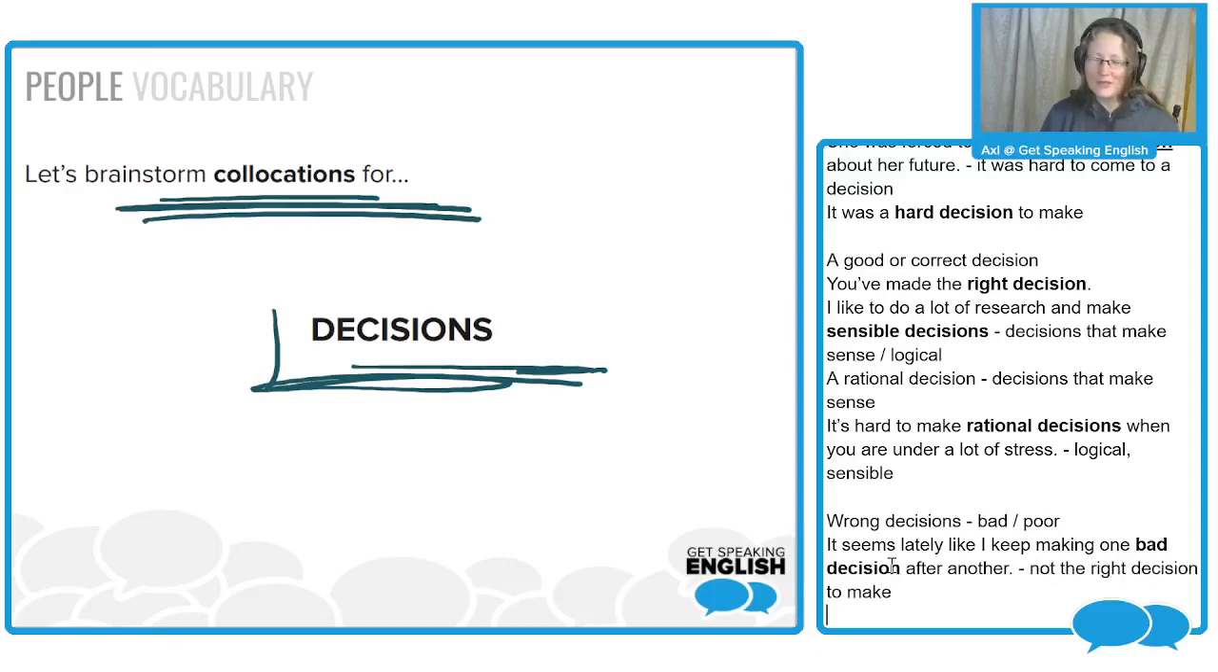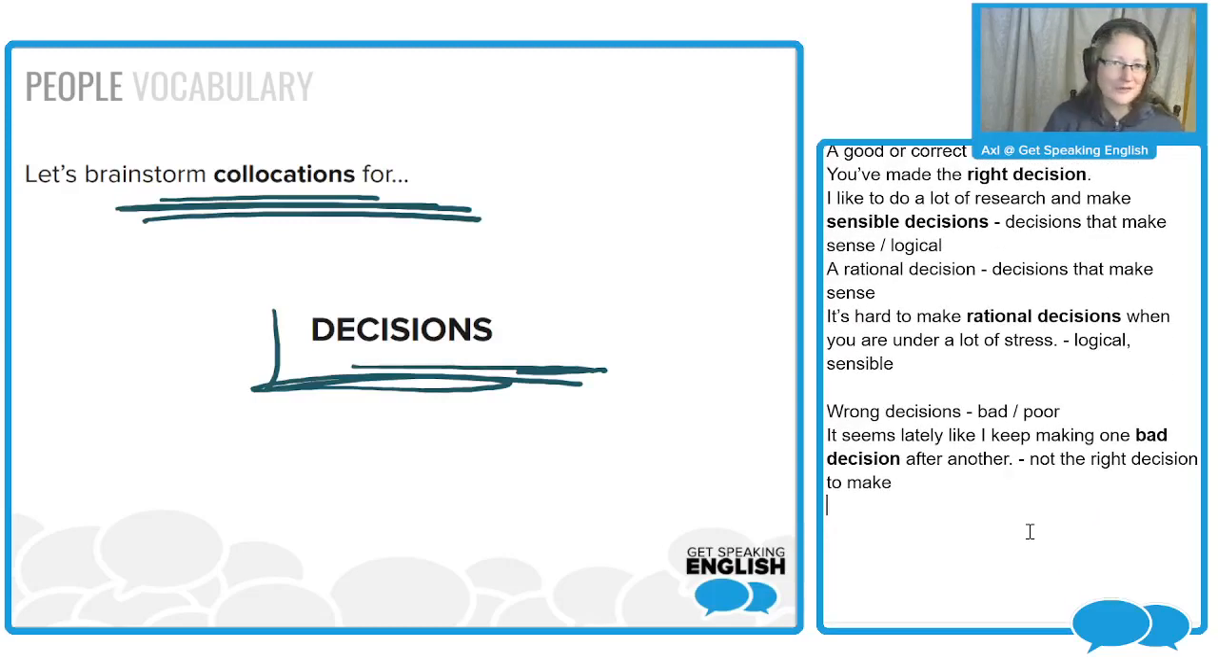Or, for example, maybe you had a really difficult decision to make, and then you made a decision, and then you ended up thinking, oh, maybe it's the wrong decision. So, for example, I think I might have made the wrong decision. So, yeah, exactly. So basically the opposite of the correct decision.